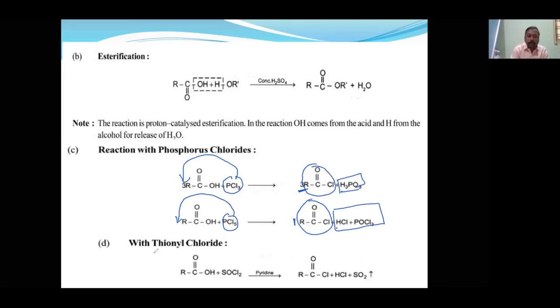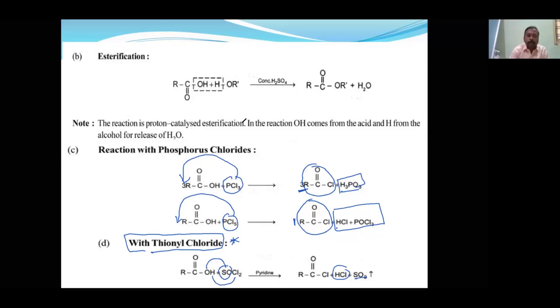Thionyl chloride is a very important thing. What is that important thing? I will show you in the next slide. So this is SOCl2. In SOCl2, this oxygen will be attached with SO and will form SOCl. So SO2 and H and 1 chlorine will come as HCl and RCOCl. So I am writing the mechanism here so that you can understand easily.